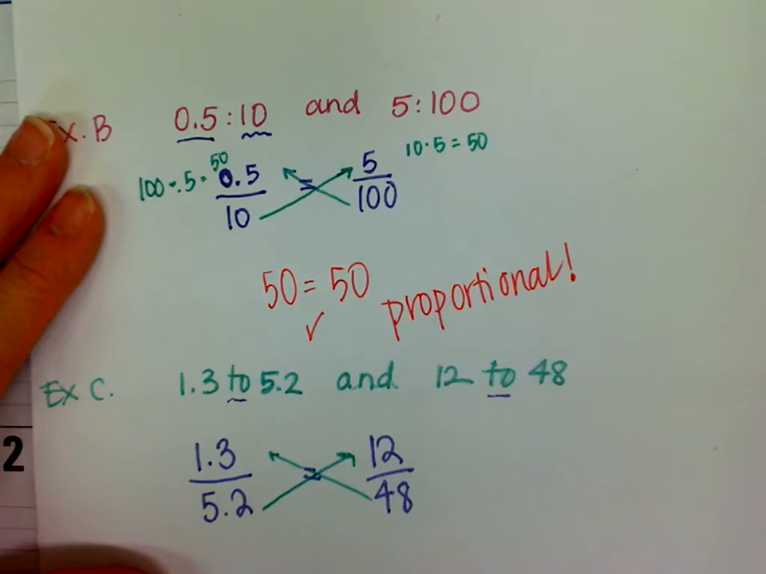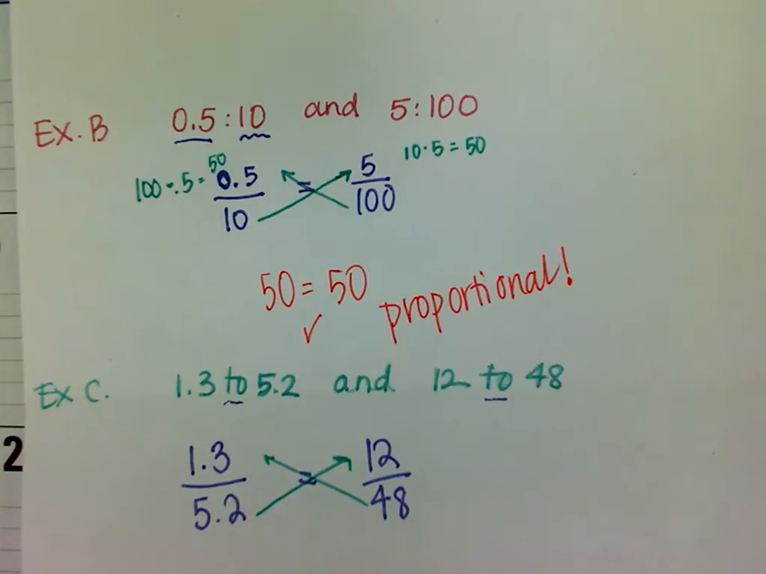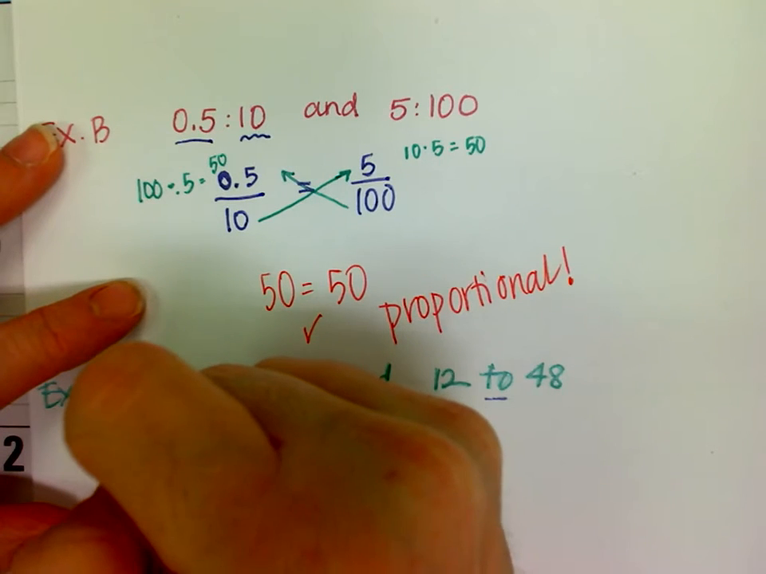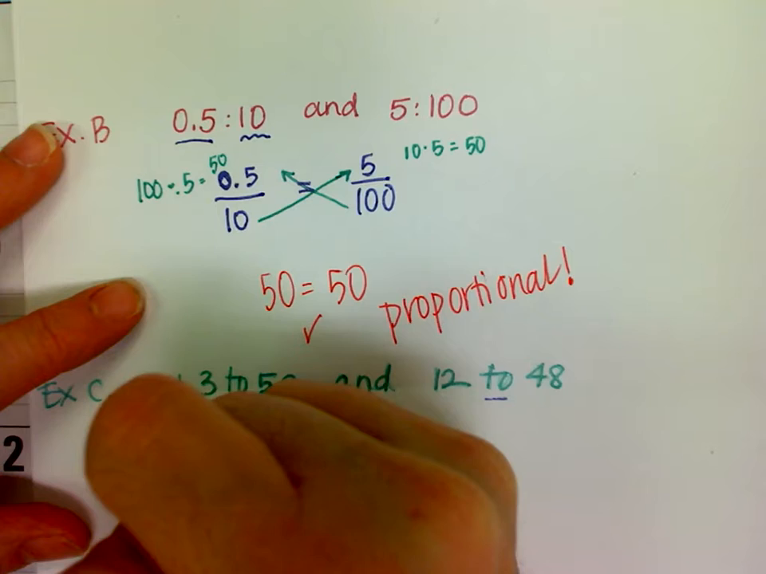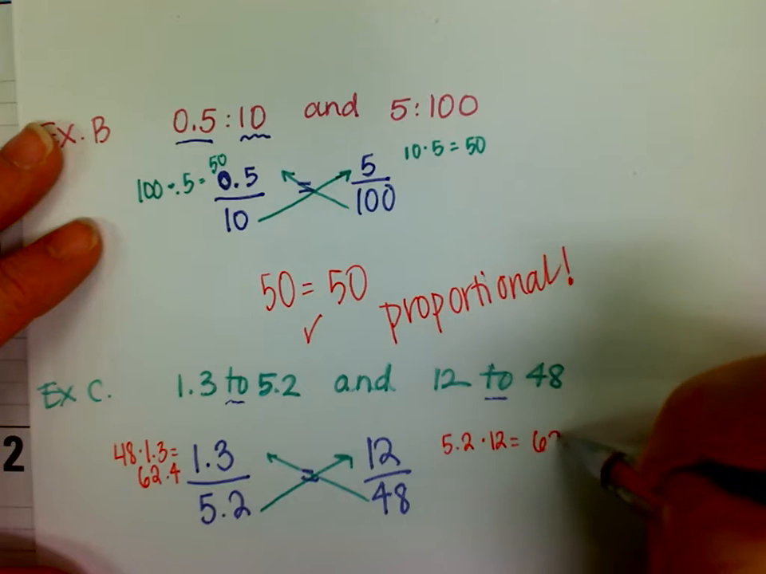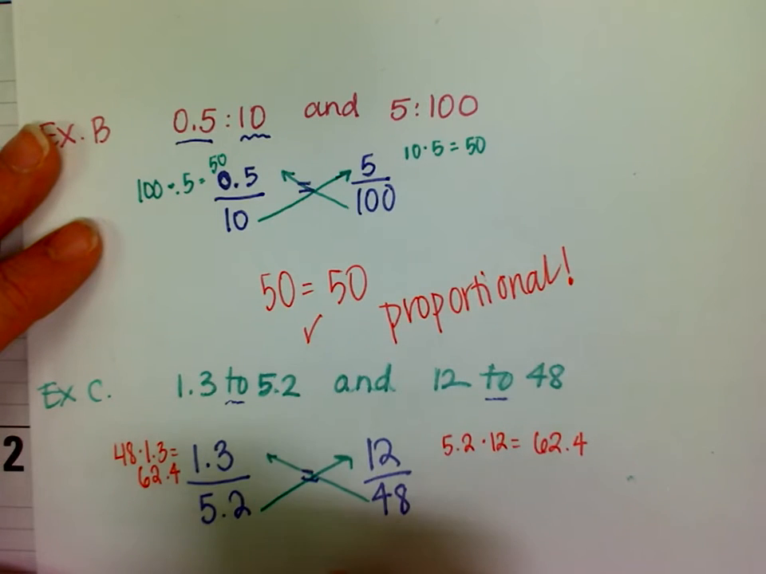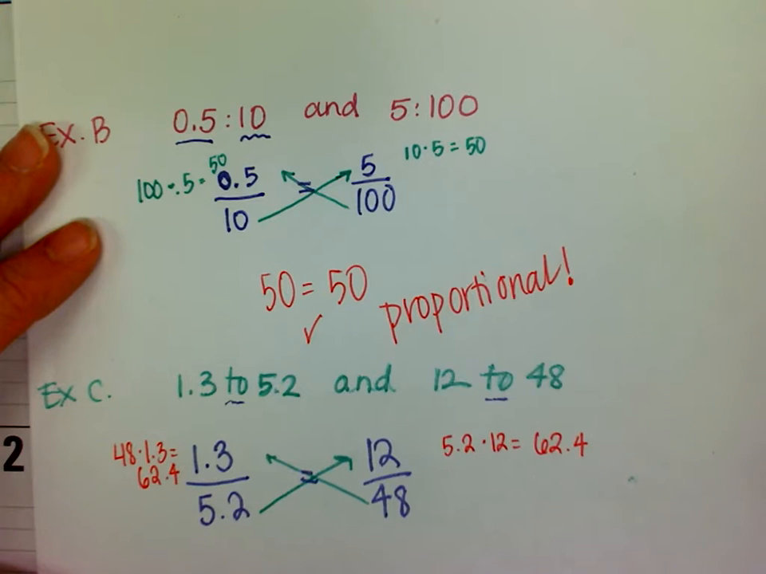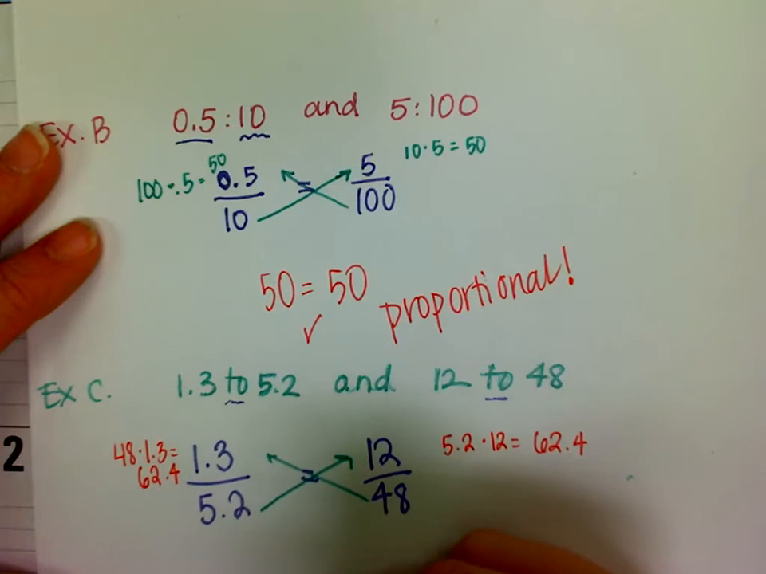I can't do that off the top of my head, so I'm going to go ahead and use my calculator. 48 times 1.3 equals 62.4, and 5.2 times 12 equals 62.4. So 62.4 does in fact equal 62.4. They are proportional.